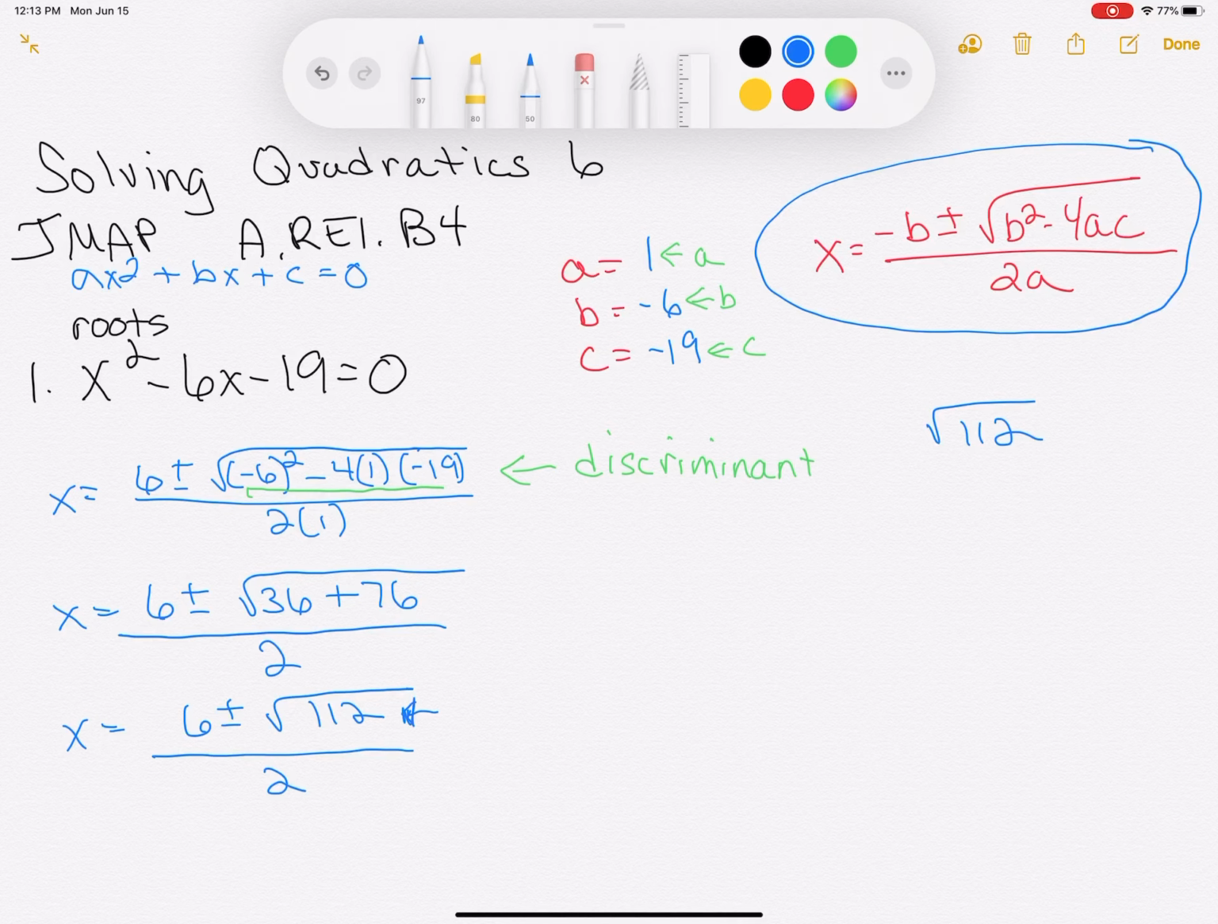I apologize, this is number 3 on the worksheet, not number 1. So in number 1 we didn't have to simplify it, but in number 3 we're going to.